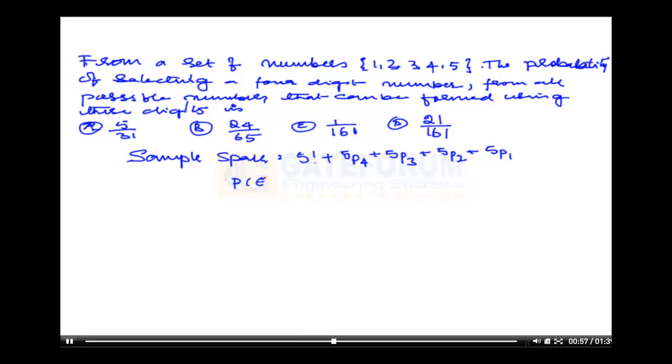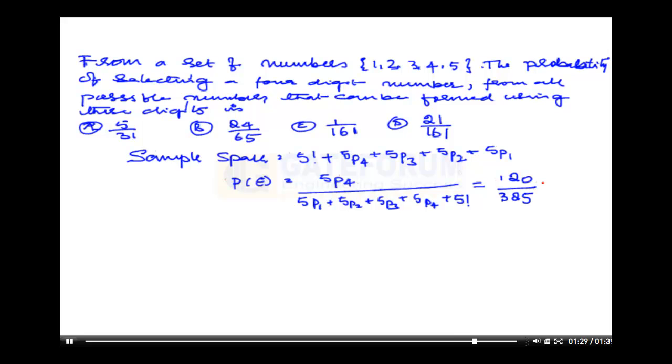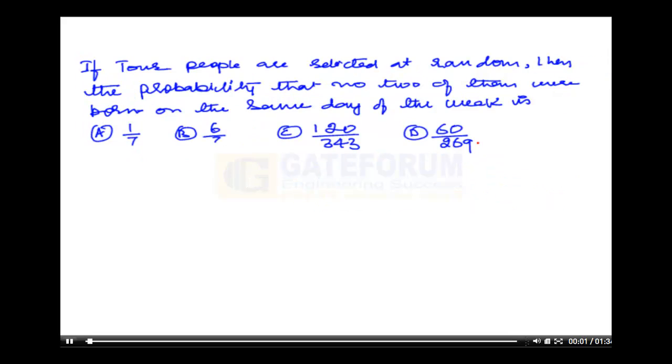So therefore, the probability of the event, that means selecting a 4-digit number, is 5p4 divided by 5p1 plus 5p2 plus 5p3 plus 5p4 plus 5 factorial, equivalent to 120 by 325. This simplifies to 24 by 65, where B is the required answer.